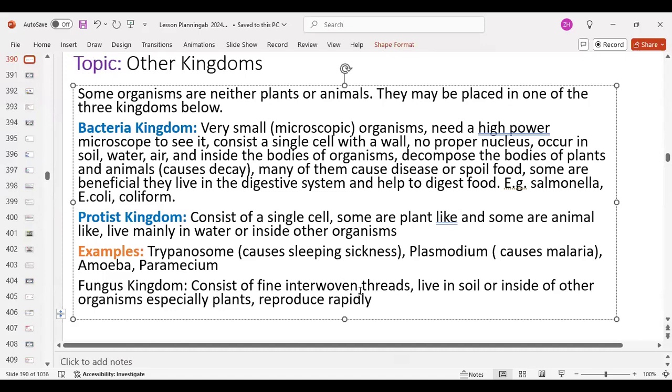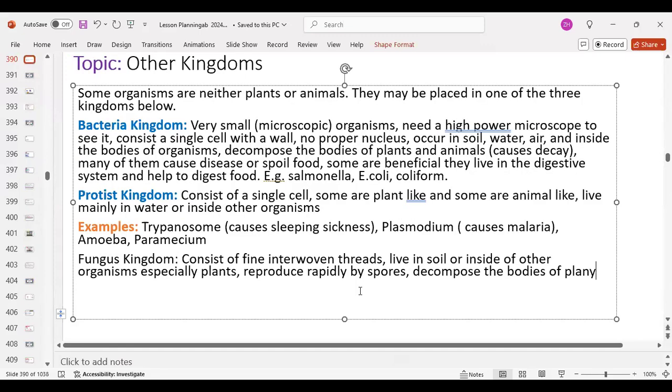So they reproduce rapidly. They also use in decay, so they decompose. Like I said, they reproduce rapidly by spores, right? And then they decompose the bodies of plants and animals, which means that they cause decay as well.